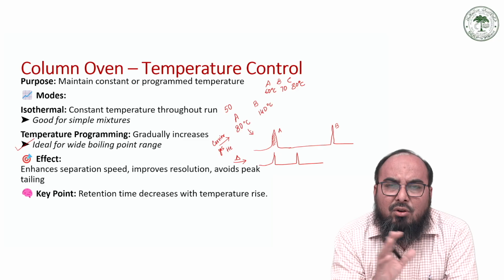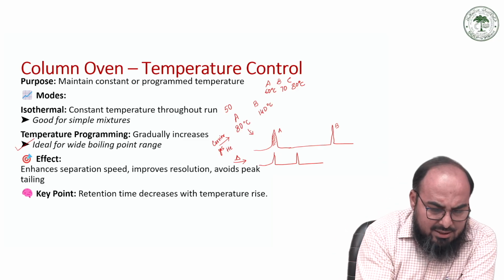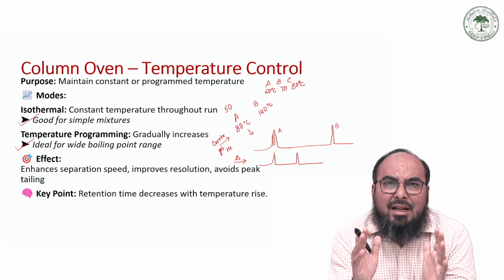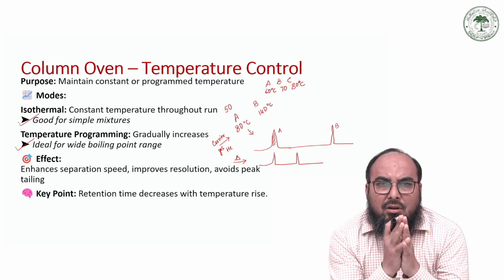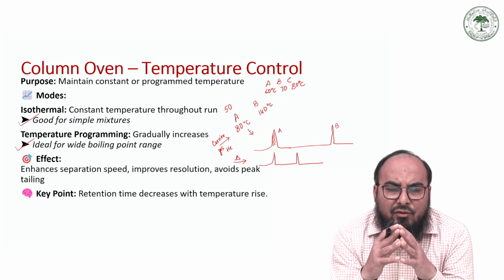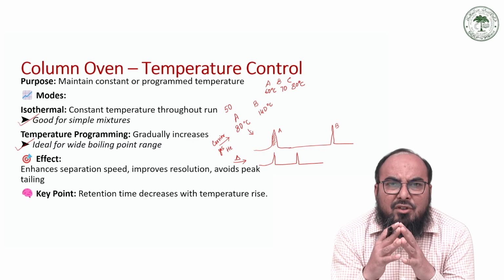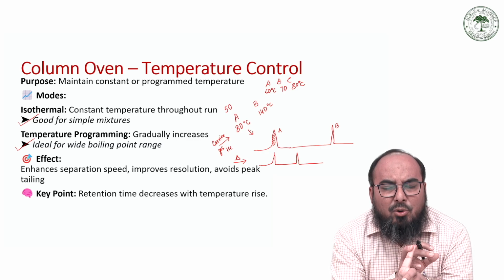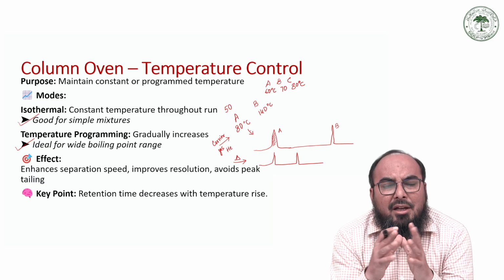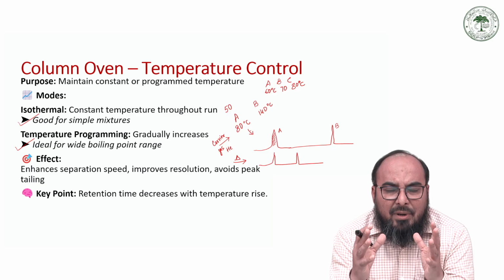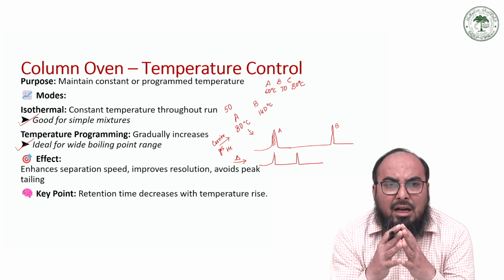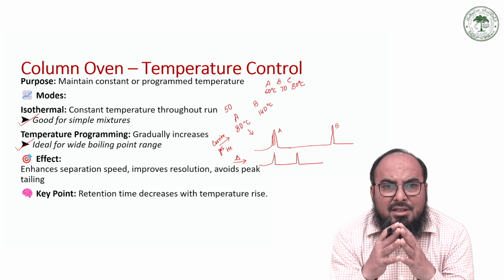Then you can use the constant temperature, and it is actually the isothermal. You have to maintain the temperature. So on the basis of the nature of the volatility of the different components, you have to choose whether you are going to use temperature programming or simply run it in an isothermal fashion. So depending upon the volatility or the boiling point of the different components, you can use temperature as a controlling switch.